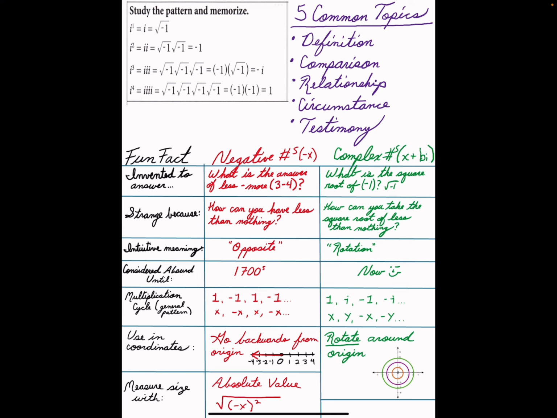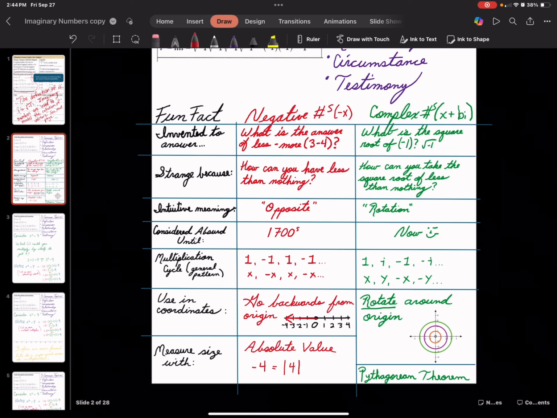Use in coordinates, going backwards from origin. So we would start at nihilo, nothing, and we would go to the left or backward from that. And then we measure size with negative numbers by using absolute value. -4's absolute value is 4. It's 4 hops or movements away from the point of origin, away from nothing.